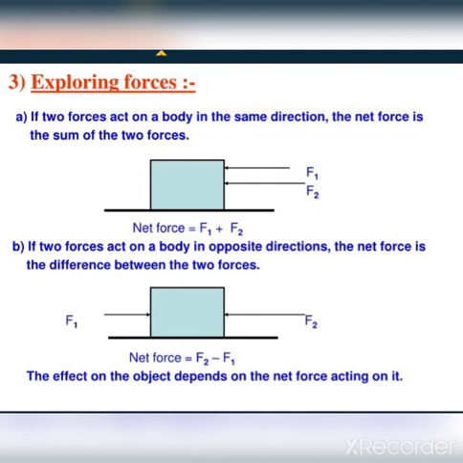Exploring forces. If two forces act on a body in the same direction, then the net force is the sum of the two forces. Net force is equal to F1 plus F2. If two forces act on a body in opposite directions, the net force is the difference between the two forces. Net force is equal to F2 minus F1. The effect on the object depends upon the net force acting on it.